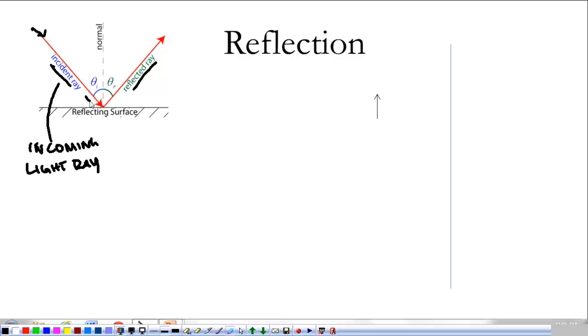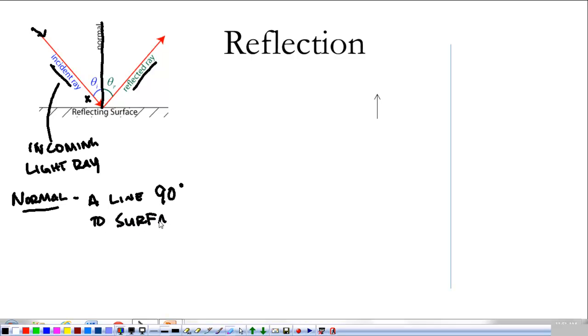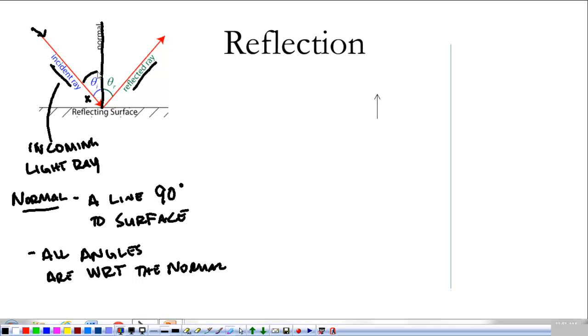Now, we don't measure this angle. We measure according to the normal. We'll go ahead and define that. The normal, and we're used to seeing the word normal, especially in this context, is a line that is 90 degrees to my surface. So angles are measured with respect to, that's WRT, the normal. So the angle of incidence and the angle of reflection are measured with respect to the normal.